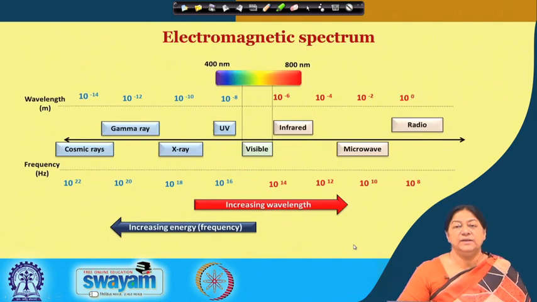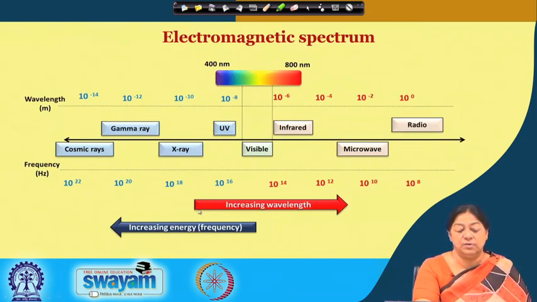In the electromagnetic spectrum, we see in this red arrow increasing wavelength going from UV, visible, infrared to microwave to radio waves. This means if this is increasing wavelength, it means lesser energy. This is increasing energy, which means increasing frequency as well. Now, we are interested in this region.